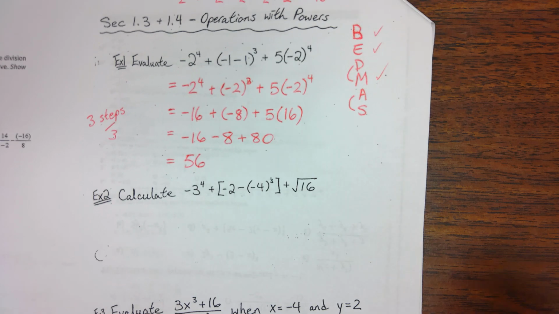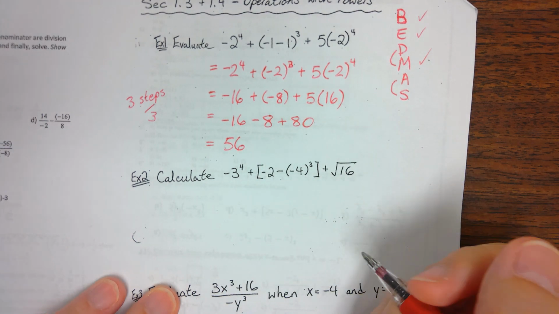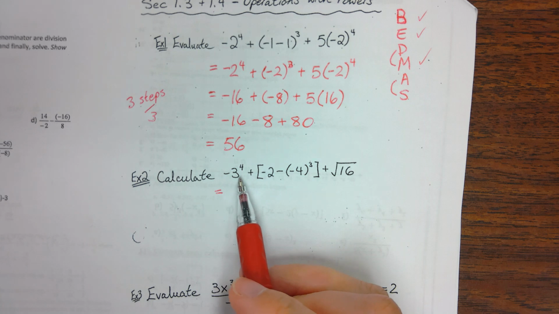Oh, question. Oh, yeah. So since this bottom is negative 3 times negative 3 times 3 times 3 times 3, which would be negative 81. Okay.